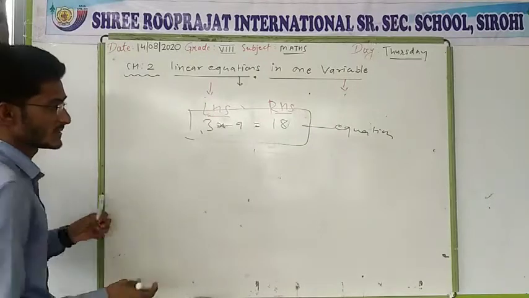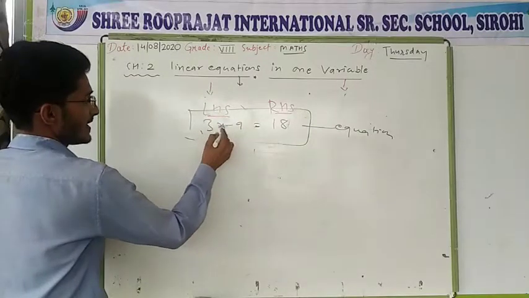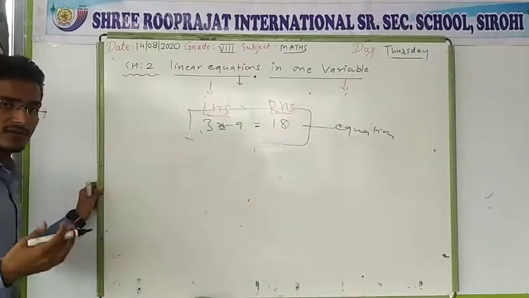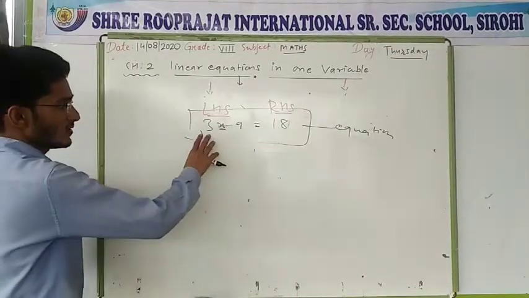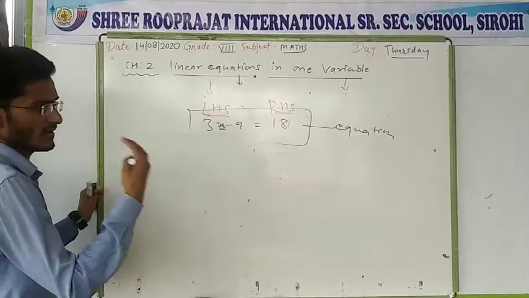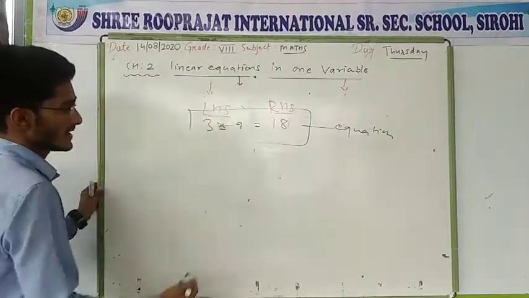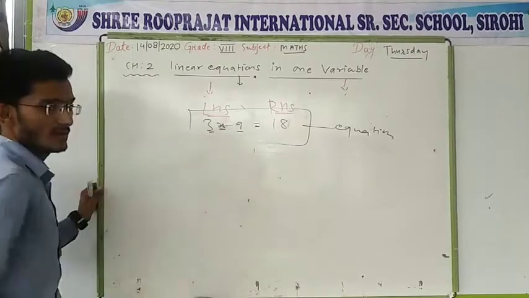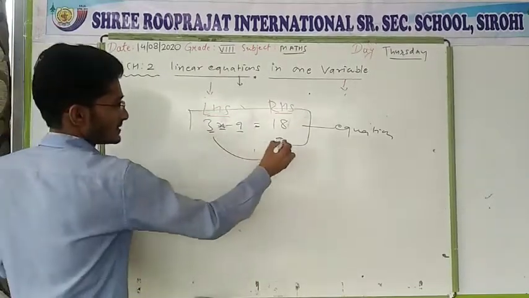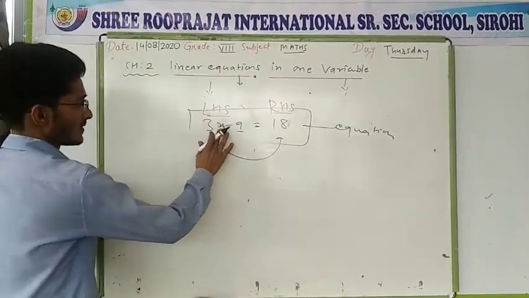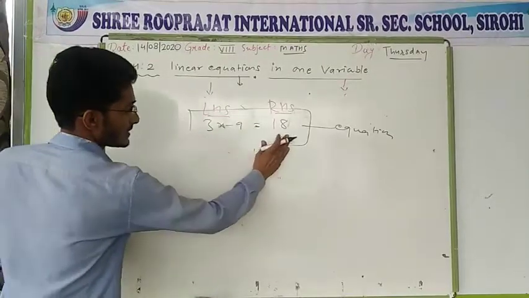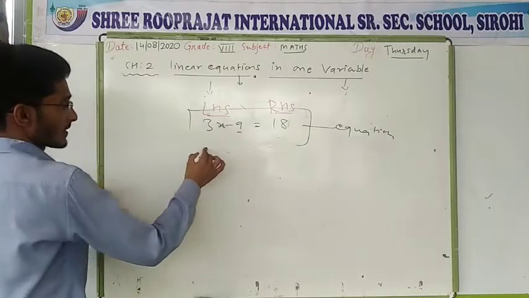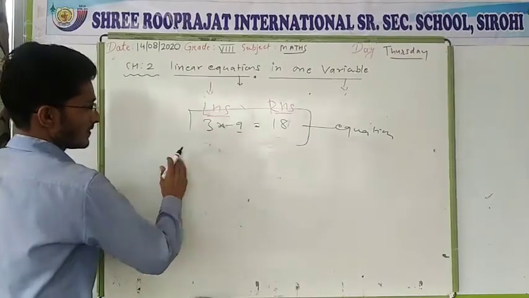If we want to solve this, that means we need a value of x. If we need a value of x or a value of the variable, we have to remove all the numbers or everything to the other side. That means here is given 3x minus 9. So we have to remove 9 and 3 from the left hand side and shift to the right hand side. First of all, we have to shift the 9, which is given in either addition or subtraction.